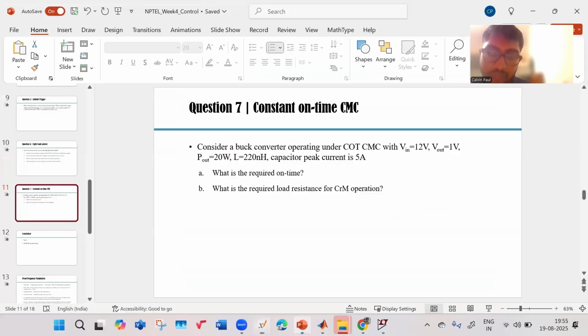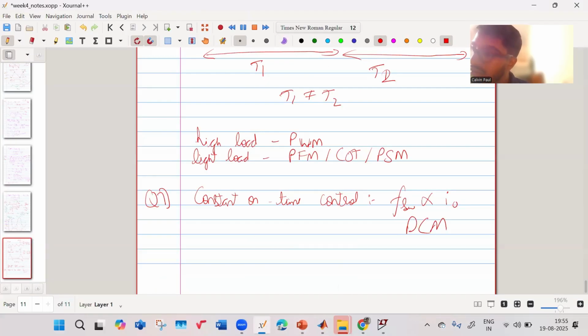That's one point. They are saying constant on-time current mode control with VIN is 12 volt. Let us write it down. VIN is 12 volt. V output is 1 volt.